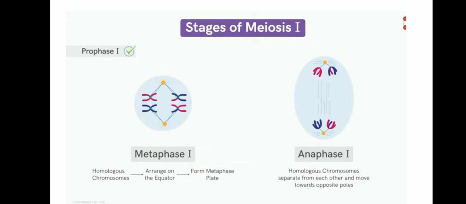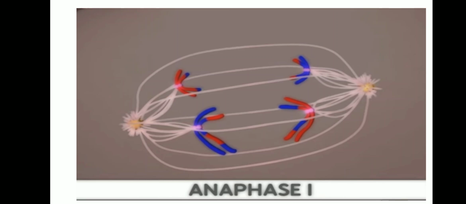anaphase 1. Here in anaphase 1, the homologous chromosomes separate from each other and move towards opposite poles. You can notice in the diagram. In metaphase 1, spindle fibers get attached to the centromere. And in the next stage, anaphase 1, these chromosomes are pulled towards opposite poles. This is anaphase 1. You can see that in this picture clearly.